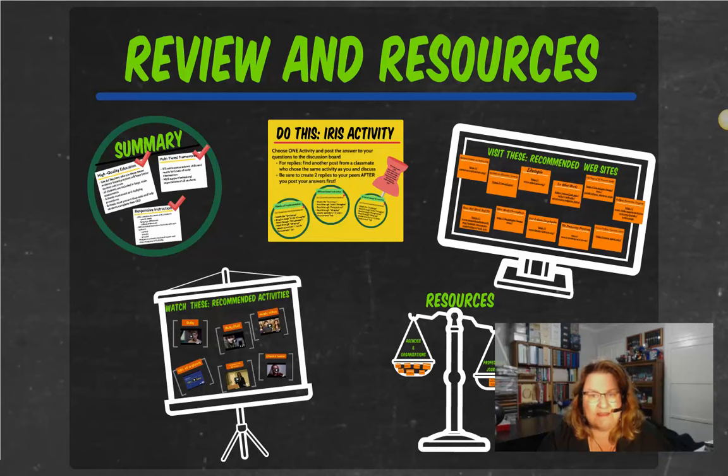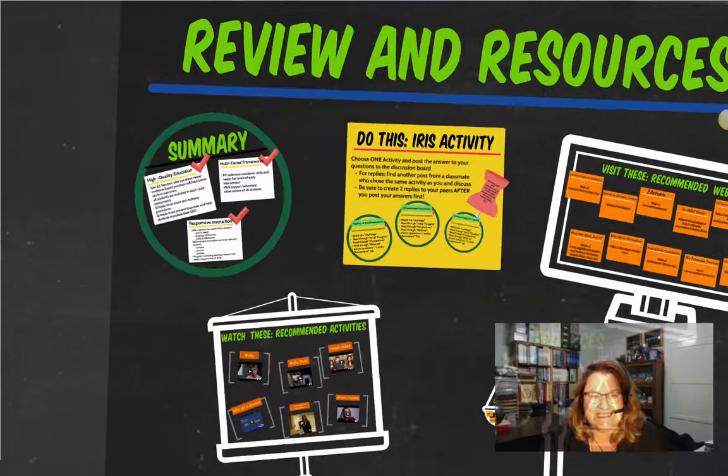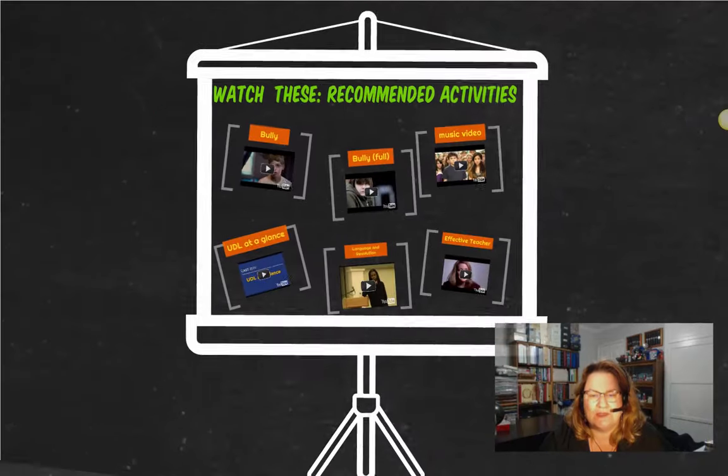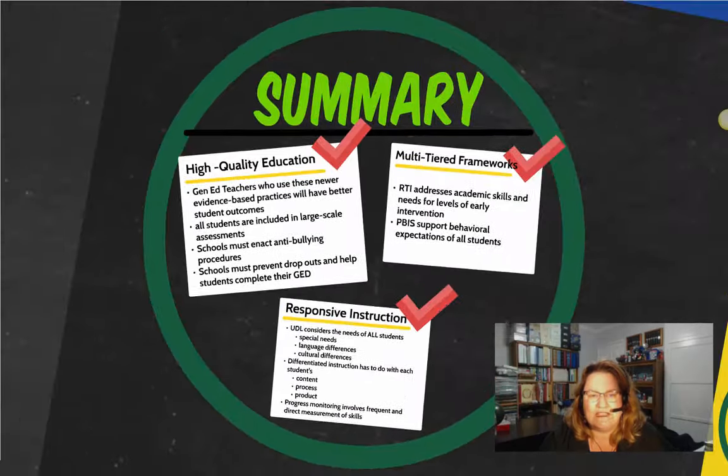We're going to wrap it up, but even our review and resources are pretty intense. So, our summary. Okay, Gen Ed teachers who use these new evidence-based practices will have better student outcomes. That's the long and the short of it. Okay, all students are included. Schools must have anti-bullying, and schools must allow students to finish even if they dropped out and they want to come back. Okay, multi-tiered frameworks, RTI and PBIS.